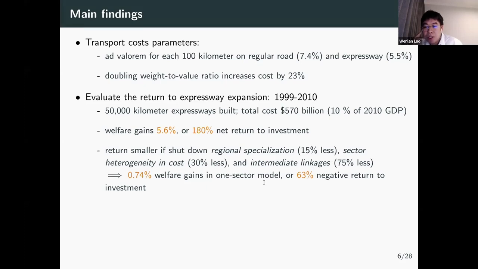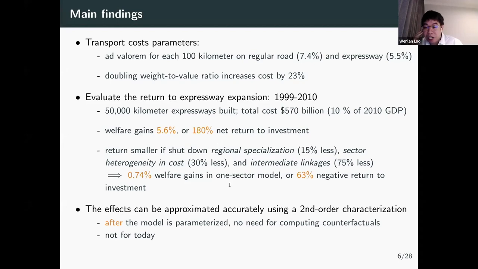You can think about which may be important, and actually all of them are important. If you shut down each piece of them, then you would underestimate welfare gains. And if you reduce the whole thing into a one sector model with the same estimated elasticity, then the implied welfare gains would only be 0.74% compared to 5.6% in the sector model. And that would actually imply a negative return instead of a positive return. All these things show how important those ingredients are.